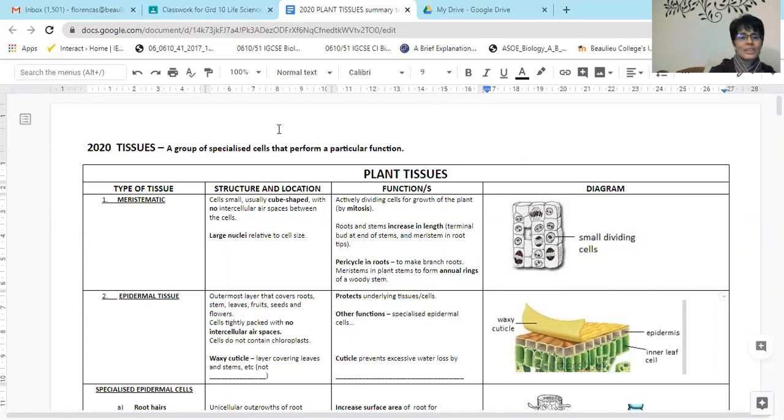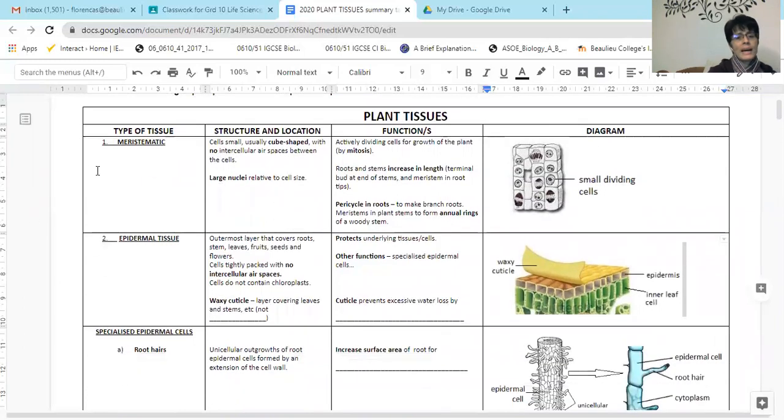Okay, so if you look at this table, it's made up of 4 pages, and we're looking at tissues, specifically plant tissues. Then we're going to look at how everything fits together to support the plant and to transport things through the plant. Later on, we're going to look at animal tissues before the term ends. What I've done here is divide the table up into different sections.